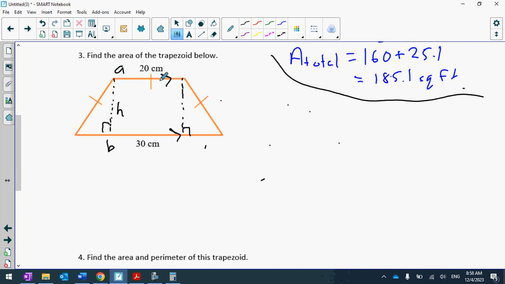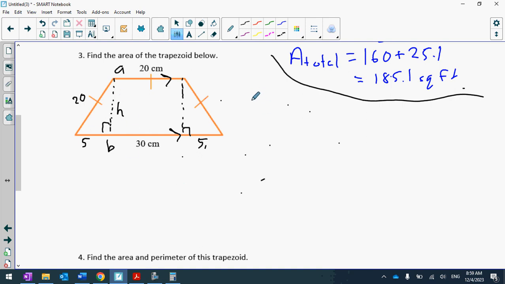If this side here is 20 centimeters and this whole side is 30, since this B is 10 centimeters greater than A, that must mean that we have another 5 centimeters here and another 5 centimeters here. Also, notice these bars here indicate that these 3 sides are all the same length. So if this top side here is 20 centimeters, this is 20 centimeters as well. And now we can use Pythagorean theorem to solve for h.